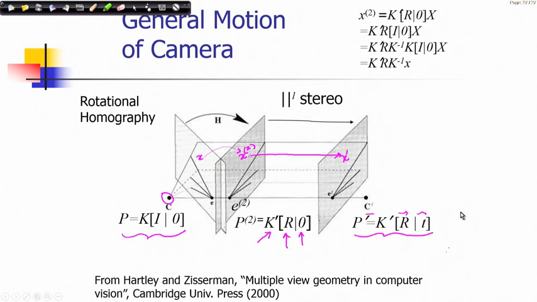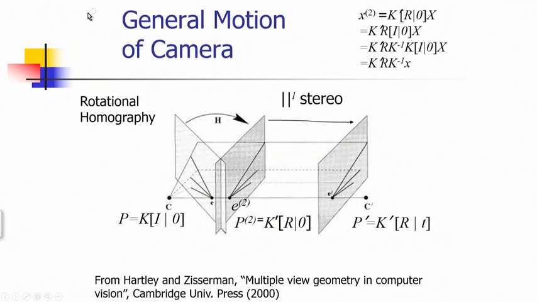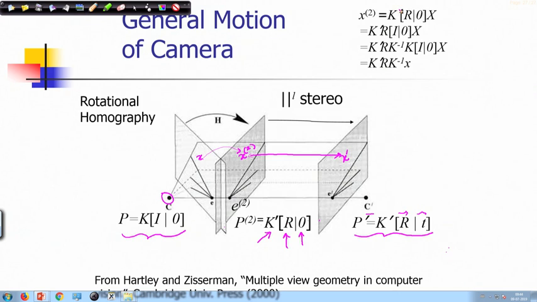So, here we can see that x 2, in this case, is the image of the same scene point x. So, this could be written as K prime R 0. So, this projection matrix P 2 into x, that is what x 2 is. Further simplifying it.